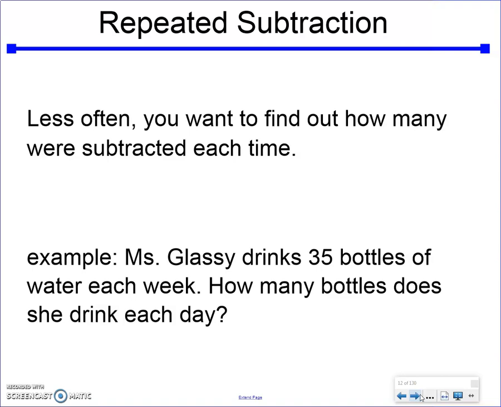Less often, third grade, we see repeated subtraction problems where you want to see how much is subtracted each time. So here would be an example of that. Miss Glassy drinks 35 bottles of water each week. How many bottles does she drink each day?